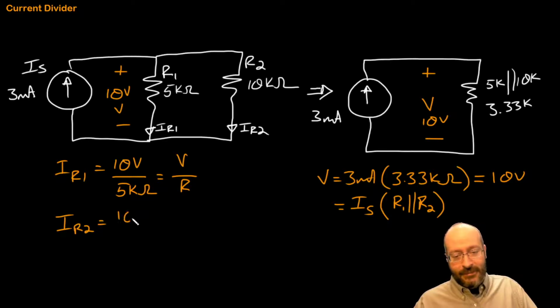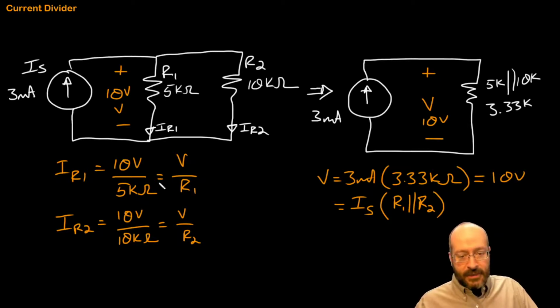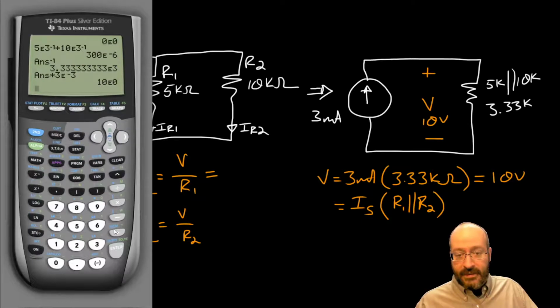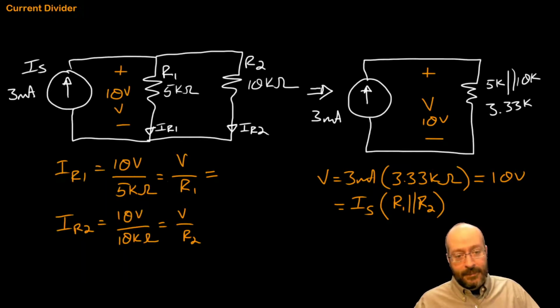IR2 equals 10 volts over 10K. Check your units. So that's V over R2, and we can figure that out here. 10 volts over 5K. So we've got 10 volts divided by 5K, and that's 2 milliamps.